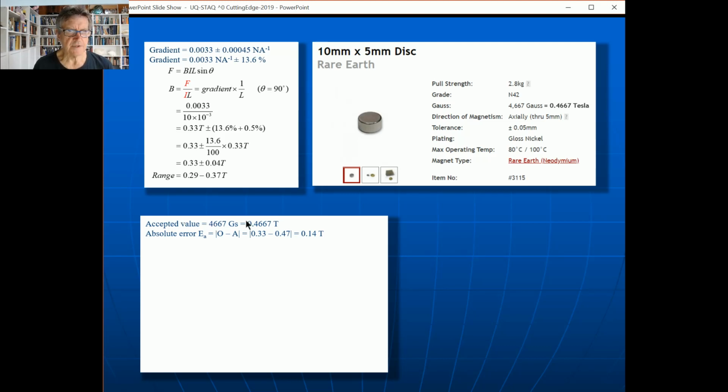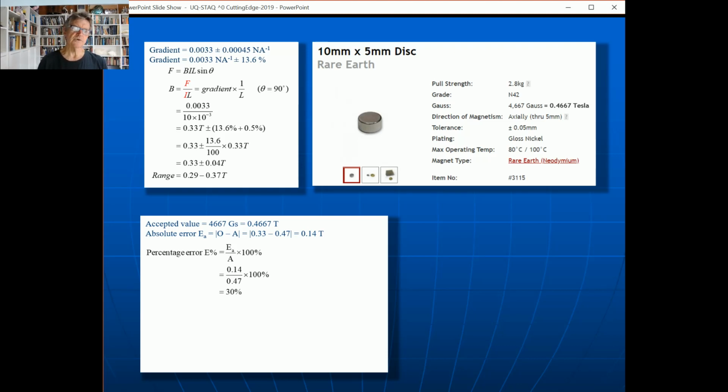I'm getting an absolute error of 0.14 Tesla by taking the observed minus the accepted. And if you convert that to percentage error, it's about 30%. Now that's huge, but you can understand why it's huge. It's probably not a fair measurement of the field strength.